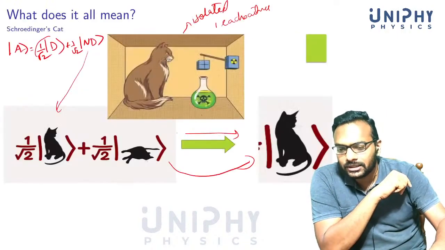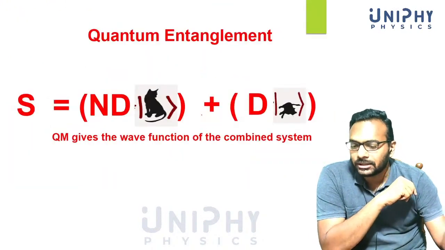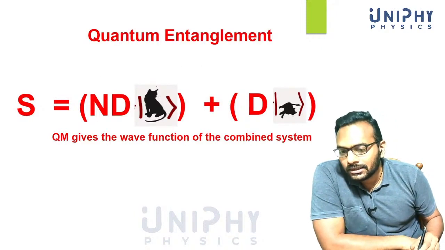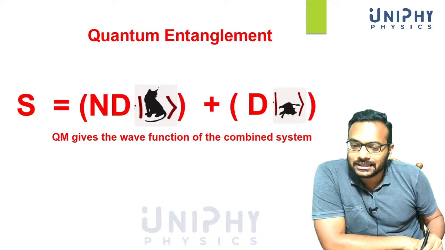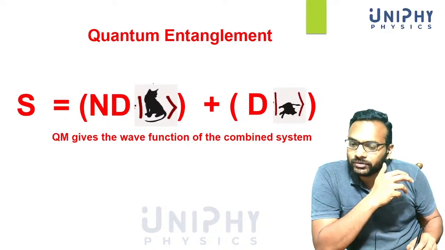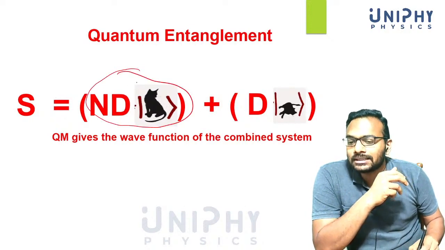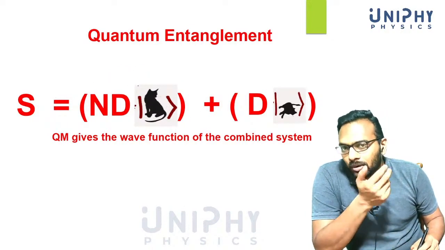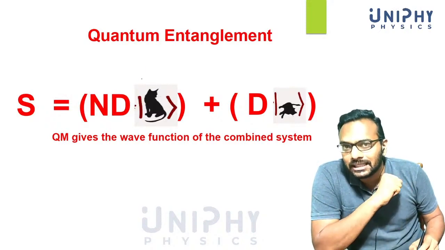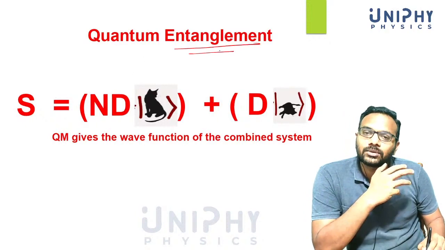When I showed the state of the cat, I was actually cheating a little bit. The actual state of the cat is given like this, because the cat alone does not have a definite state. What we have is an entangled system of the particle and cat. Once the particle and the cat or the box have interacted, we don't have separate wave functions, we don't have separate states for the system. What we have is an entangled state. That's what quantum mechanics predicts.